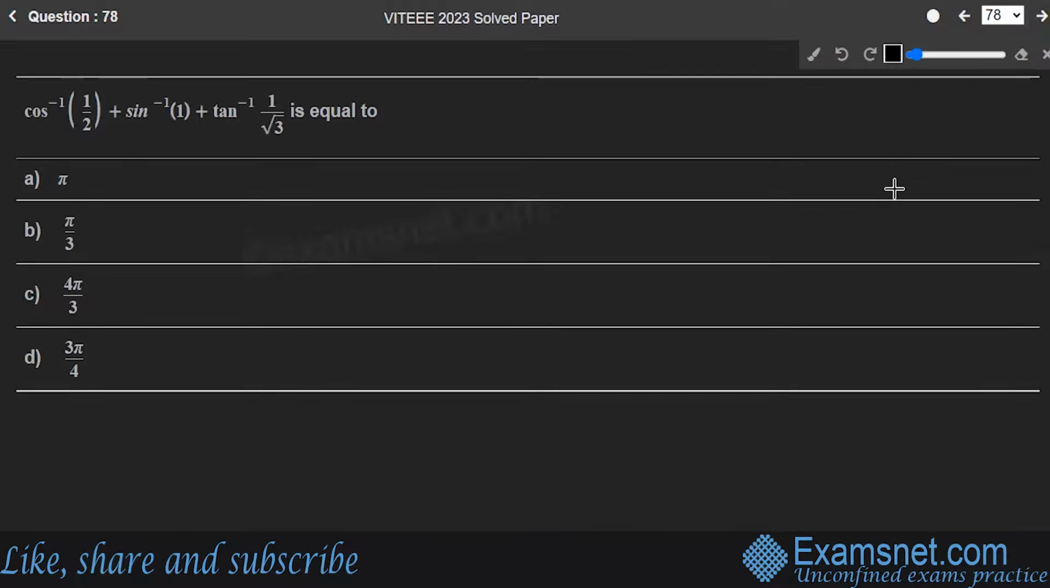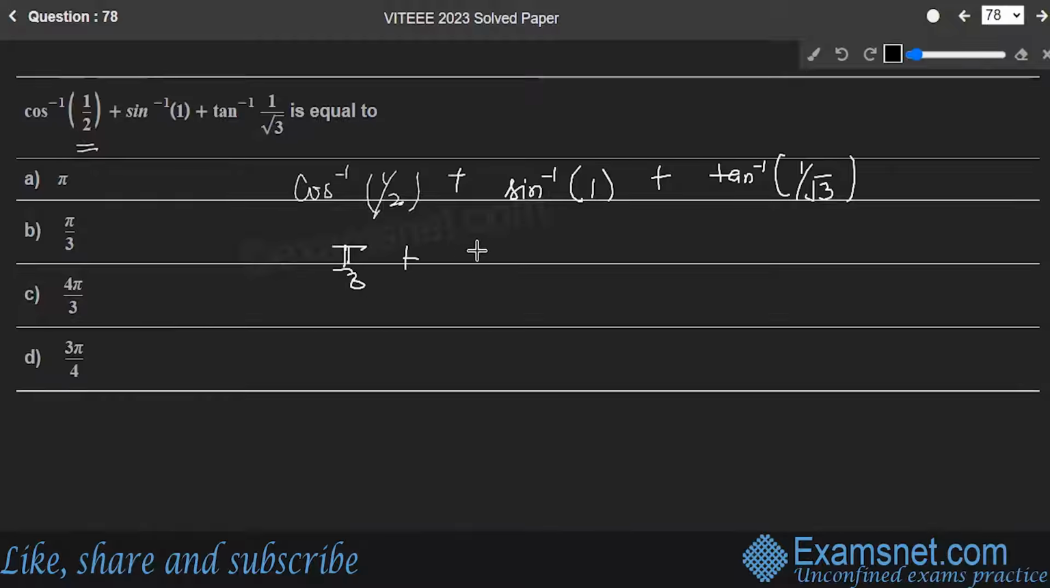Next is question number 78. Cos inverse of 1 by 2 plus sine inverse of 1 plus tangent inverse of 1 by 3 is equal to... See, this is a pretty easy question. Cos inverse 1 by 2 is pi by 3. Sine inverse 1 is pi by 2, and tangent inverse of 1 by 3 is pi by 6. So let's take the LCM. This will be 2 pi plus 3 pi plus pi.